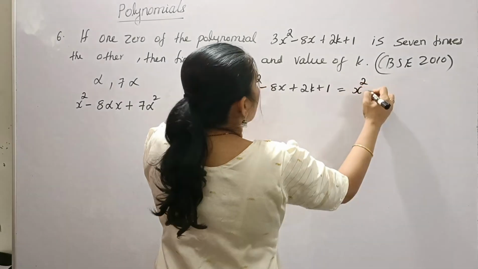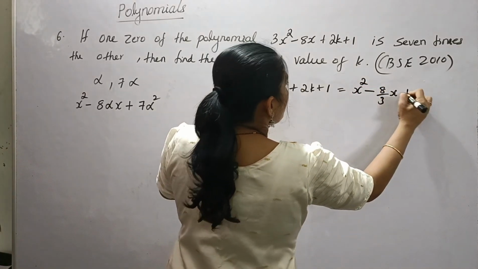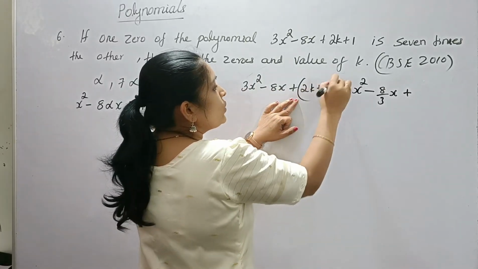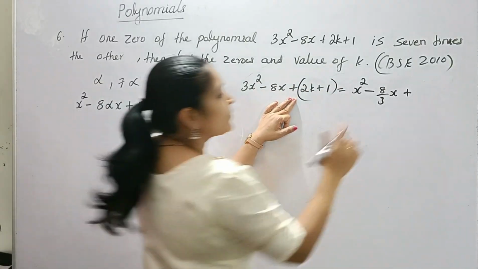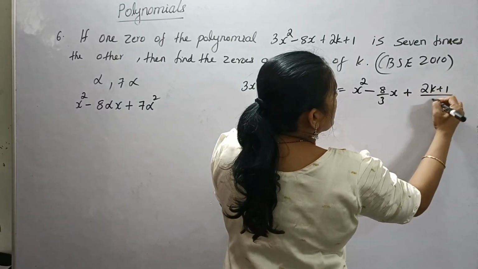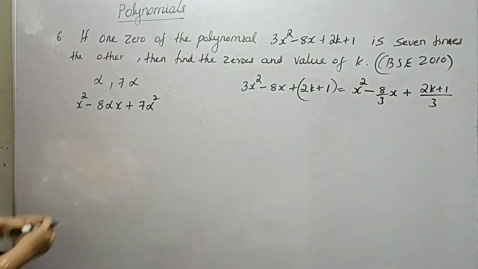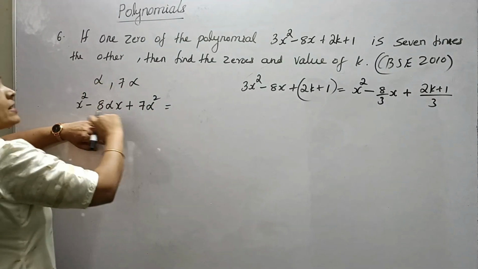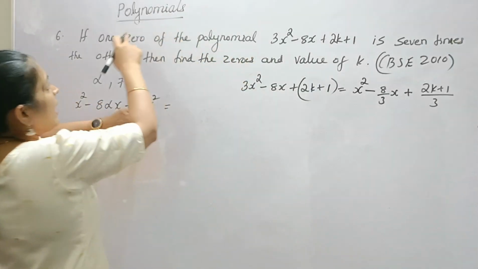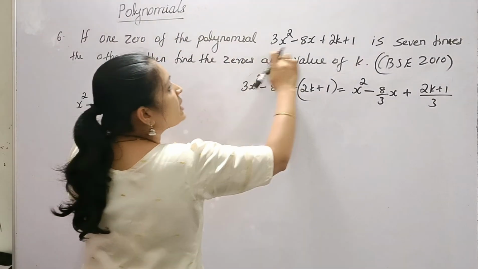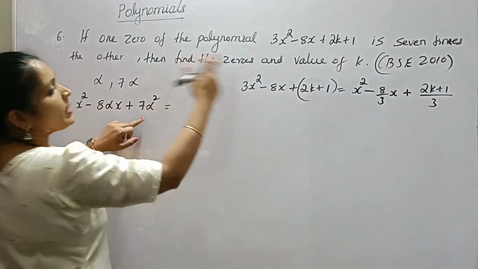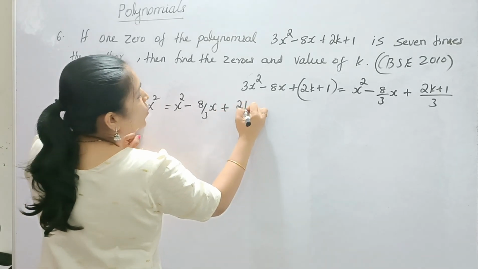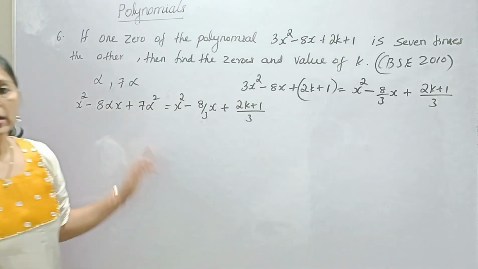We will get x² − (8/3)x + and then the constant term. It is not only 1, it is 2k + 1. So 2k + 1 divided by 3 is the constant term. Now let's compare these two polynomials, because it is given that alpha and 7 alpha are the zeros of this polynomial, so it is equal to x² − (8/3)x + (2k + 1)/3.